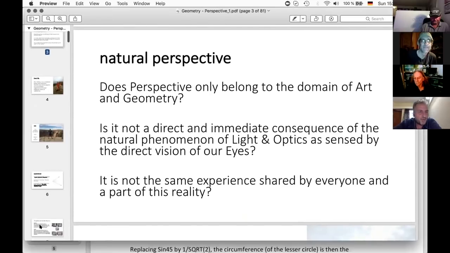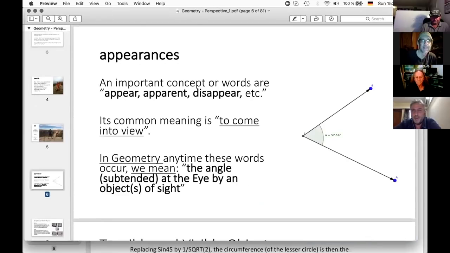Maybe there's just a couple of things in here that I wanted to point out. So, you know, I talked earlier on about this concept of appearances, and that in geometry, anytime we use the word appear, then what we really mean is the angle subtended at the eye by an object of sight. And when I say an object of sight, then I'm talking about visibles. I'm not talking about tangibles, right?